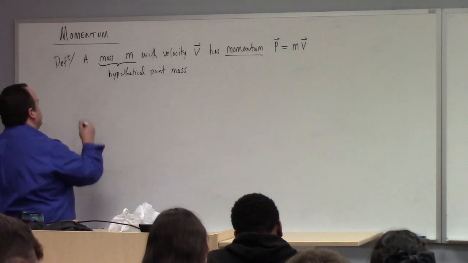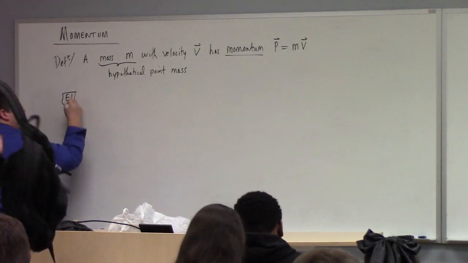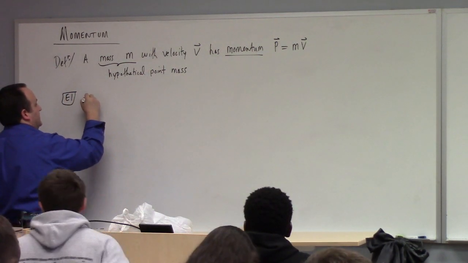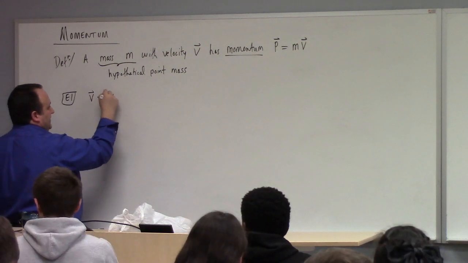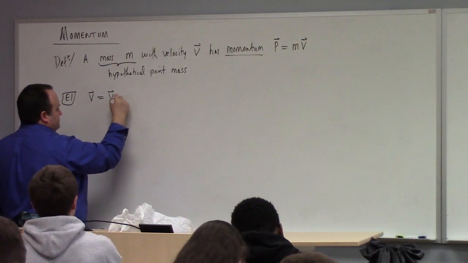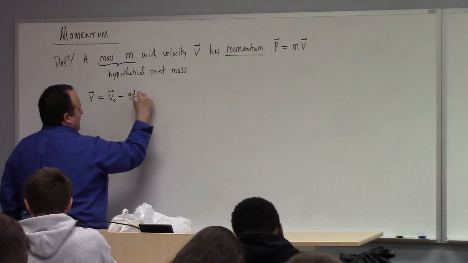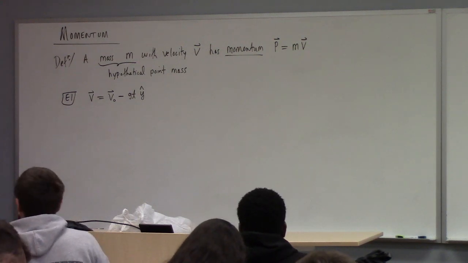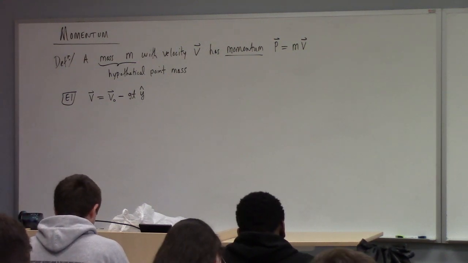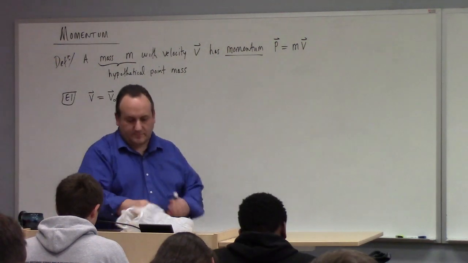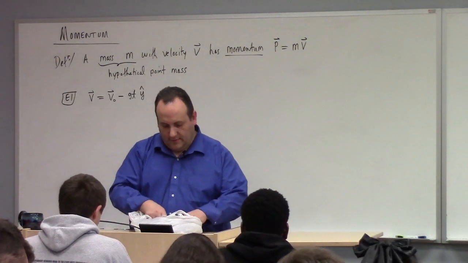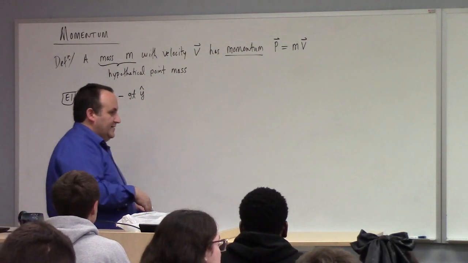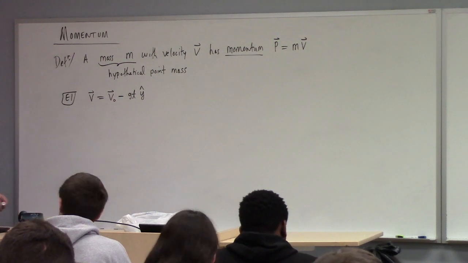So for example, if I had, I don't know, let's suppose we had the velocity equals v naught minus gt, let's say y hat, right? So this would be the velocity of a projectile. So, obligatory, there you go. So, projectile, that's the velocity, right?